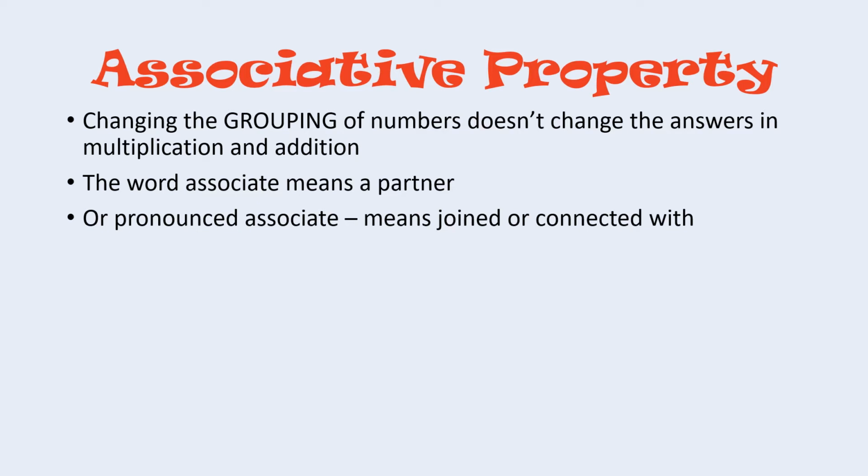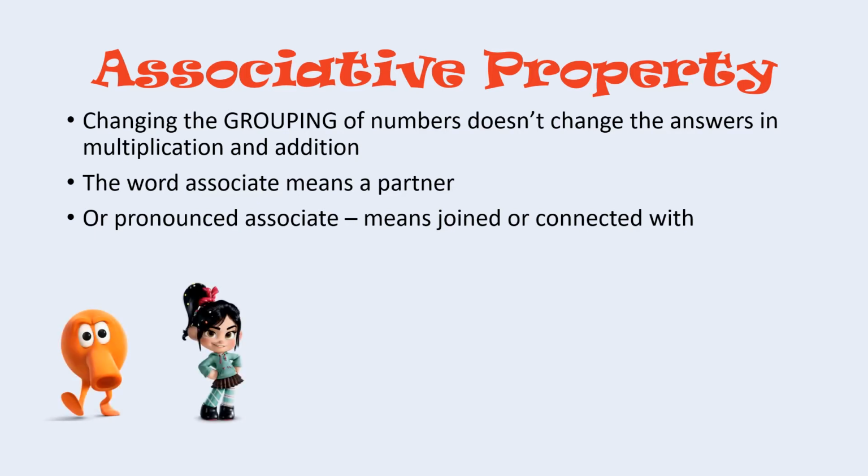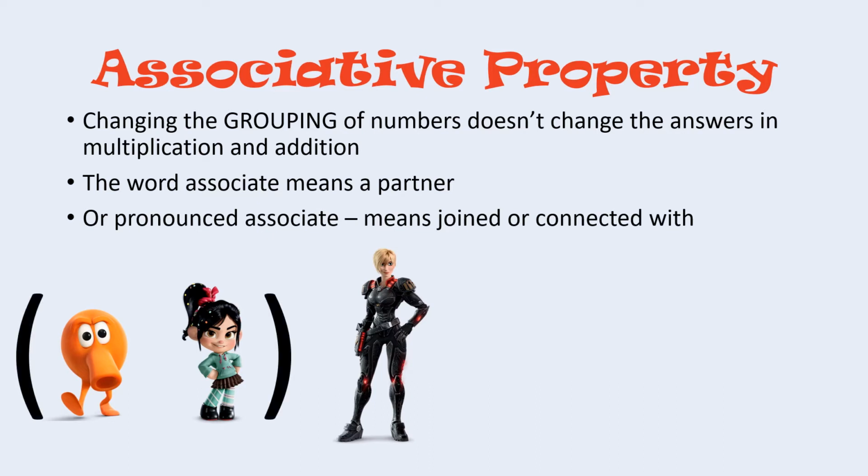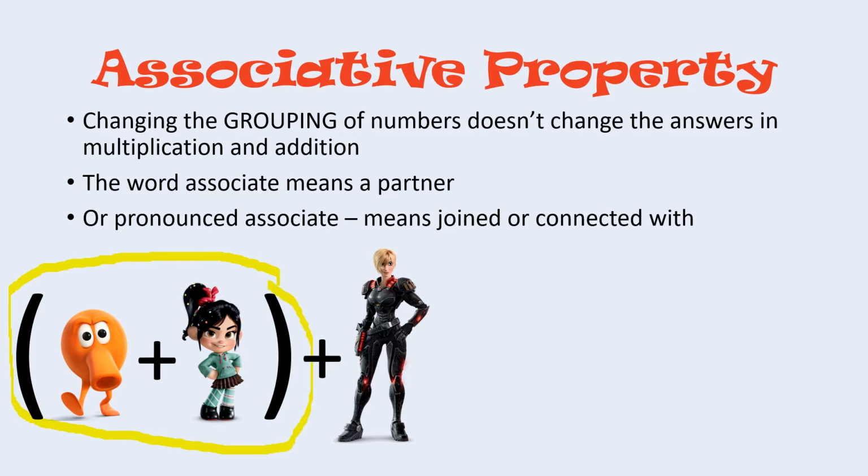So let's use the characters from Wreck-It Ralph to help us out. We have Cubert, Vanellope, and Sergeant Calhoun. Now they're all friends, but today, Vanellope decided she wants to hang out with Cubert, so I've put them there in parentheses. We're using math symbols to help you out, and we're going to add these addition signs. So what I'm saying is I'm going to first add what's in the parentheses here, Cubert and Vanellope, and then you would add Sergeant Calhoun.